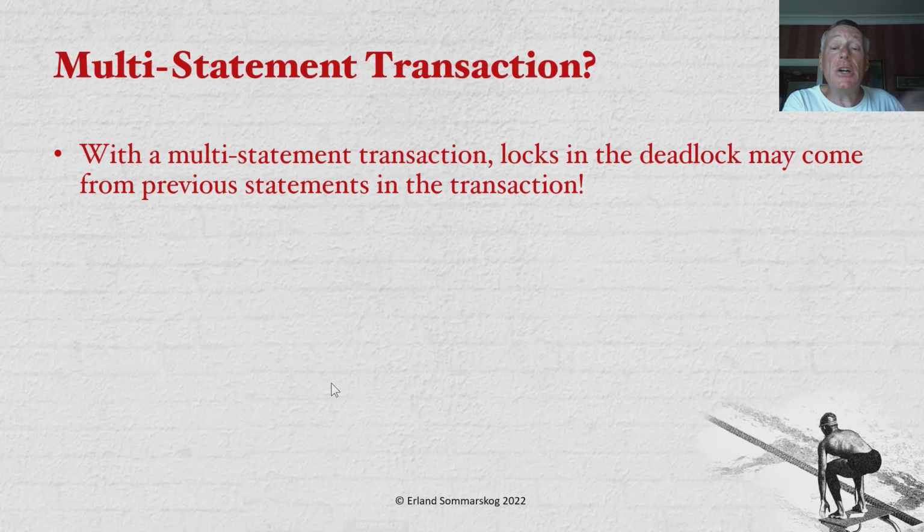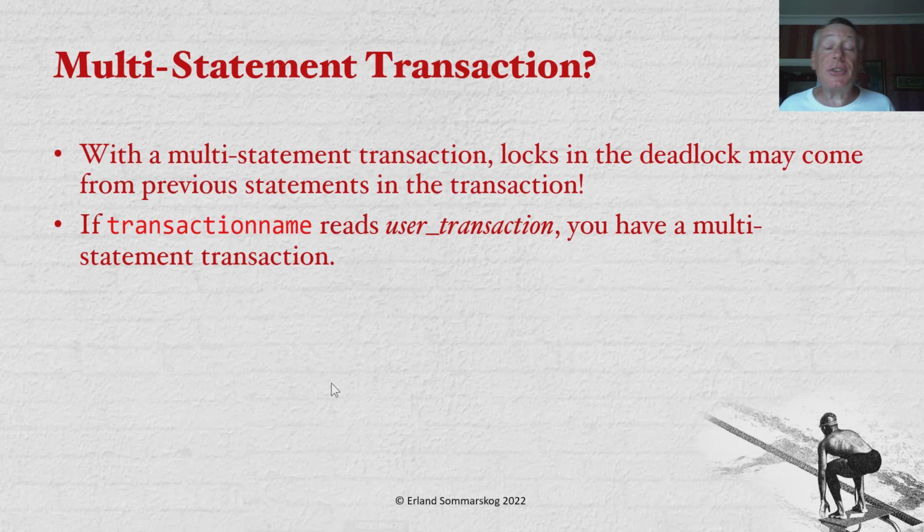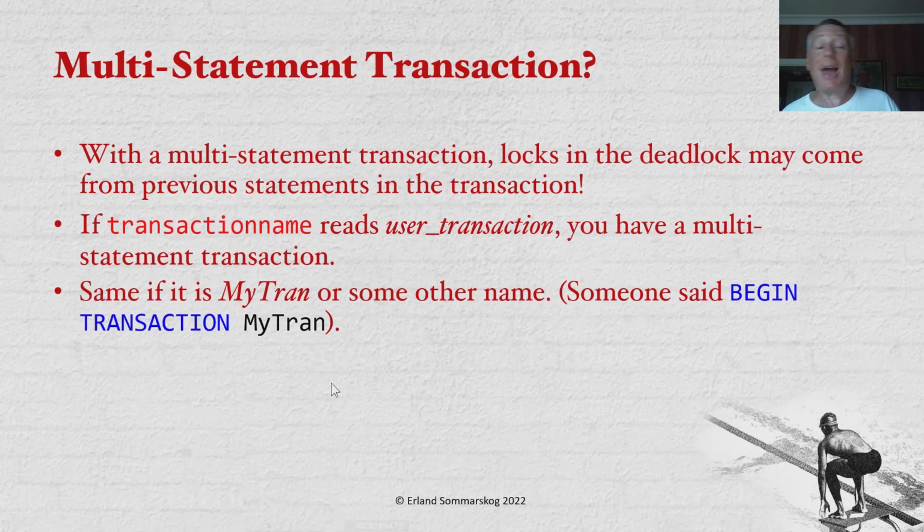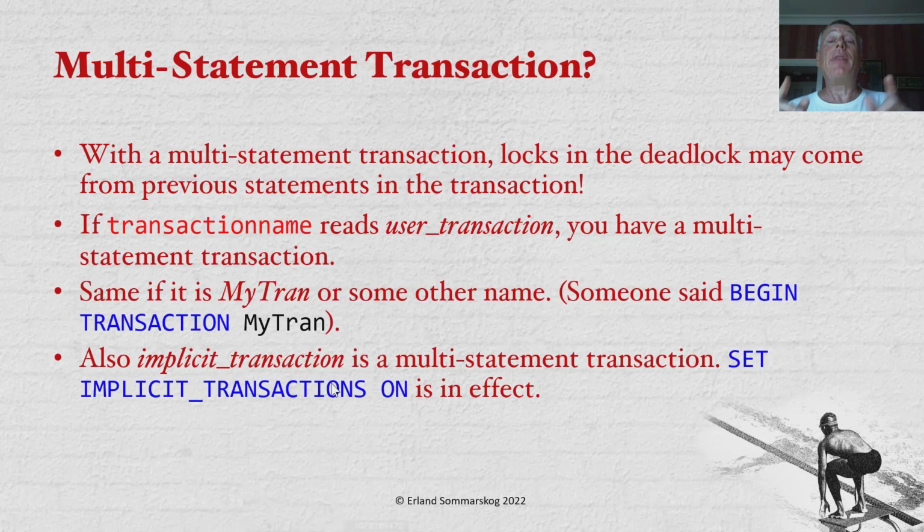Now, if the transaction name reads, let's say, user transaction, then you have a multi-statement transaction, obviously. But it can also read my Tran, Gretchen, or New York, or whatever, because someone named the transaction, said begin transaction my Tran. Then you might also see implicit transaction. That is also a multi-statement transaction.